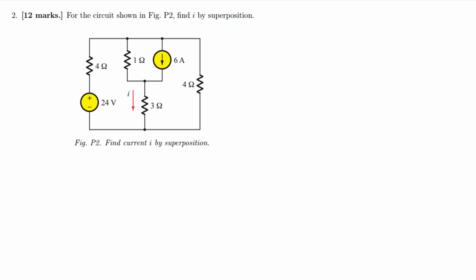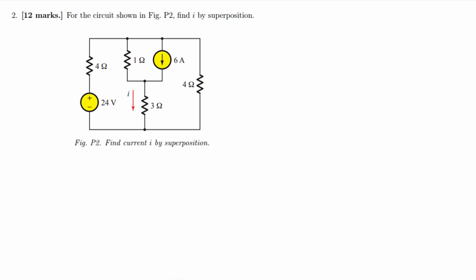In question 2, we are to find the current I by superposition. Current I is the current flowing through the 3 ohm resistor in this branch. And we have to know what superposition means.